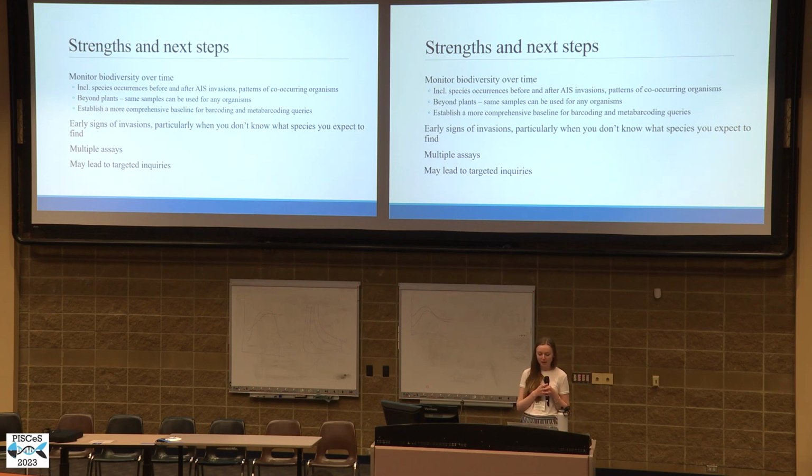And then going forward, it'll be really important, again, as I was just talking about, to establish a more comprehensive baseline of these reference libraries for metabarcoding queries. So getting voucher specimens, making sure that you've got expertly ID'd plants. It can be used for early signs of invasion. Again, with metabarcoding, you don't have to have previous knowledge of what you're looking to find. You can combine multiple assays to increase the number of species detections that you're getting. And again, as I said, you can use targeted inquiries like qPCR detections to get some more information.